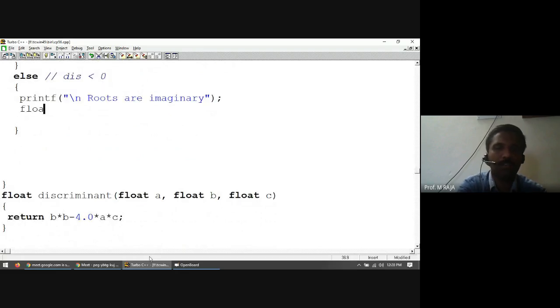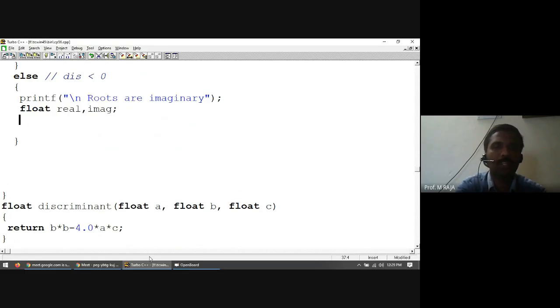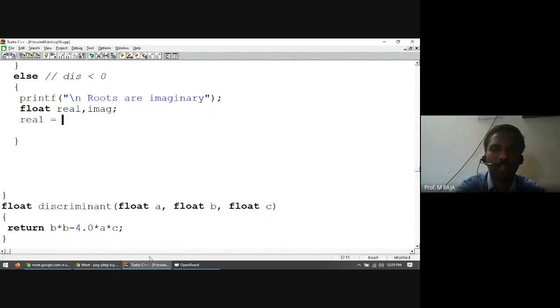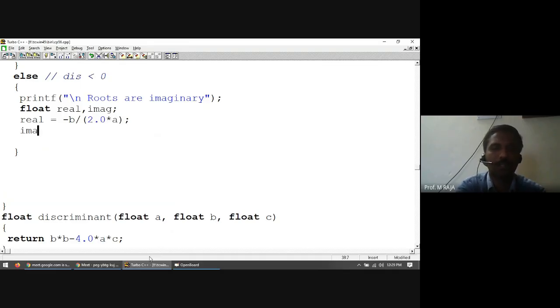Declare the variables, for example, float real and image. Finding the value of the real part: real is equal to, what is the real part? The real part is minus b by 2a. So write a C statement, minus b divided by 2.0 star a.